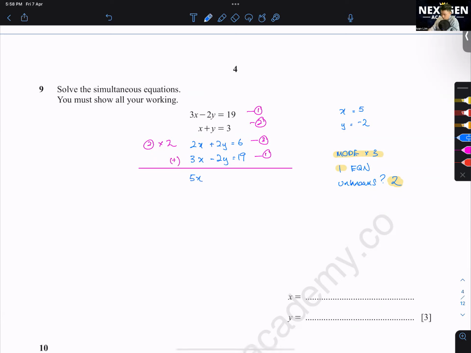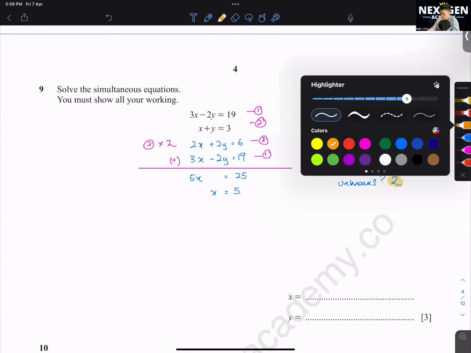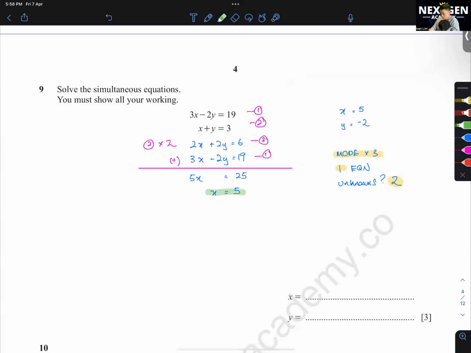So here will be 5x equals 6 plus 19, which is 25. x will be 25 divided by 5, so I'll get 5 over here. Okay, x equals 5. Then second step, I sub x equals 5 into equation 2. You can sub into any equation, but I sub into the easiest one. So 5 plus y equals 3, y equals negative 2.